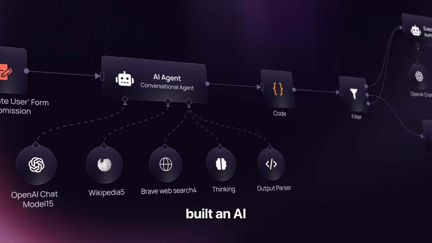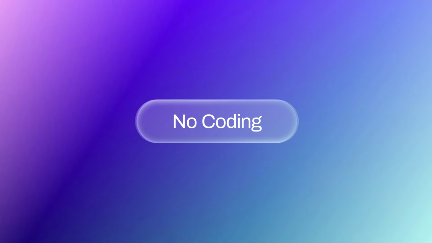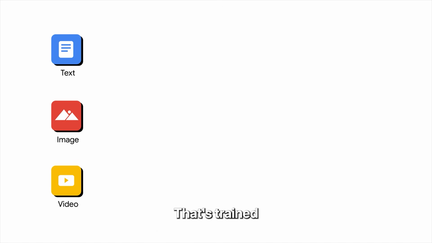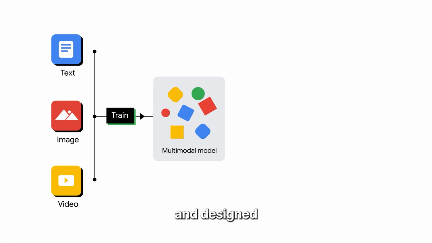I just built an AI agent on my own. No coding, took less than 10 minutes using Google's Vertex AI agent. Think of it as building your own specialized ChatGPT that's trained on your specific data and designed for your exact use case. So let me show you how you can build yours too.